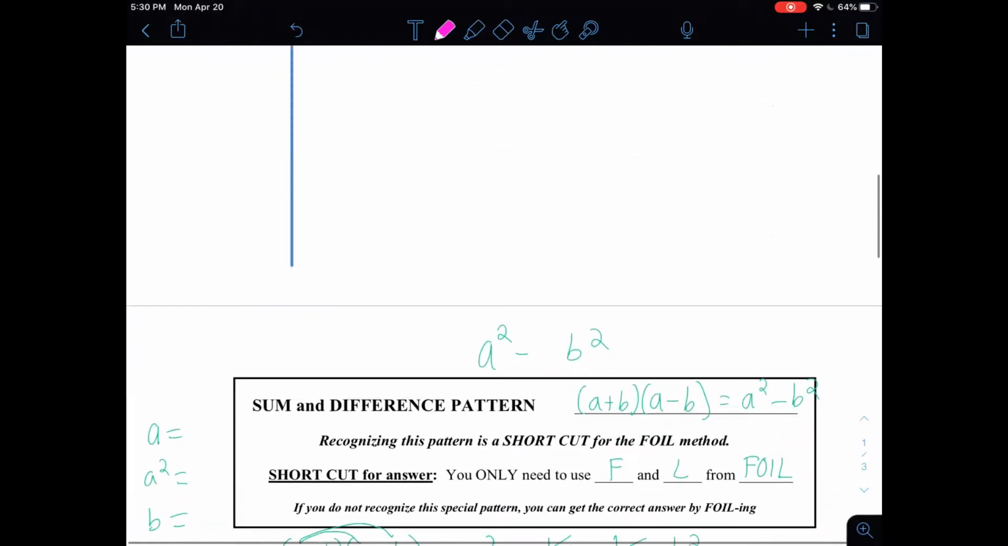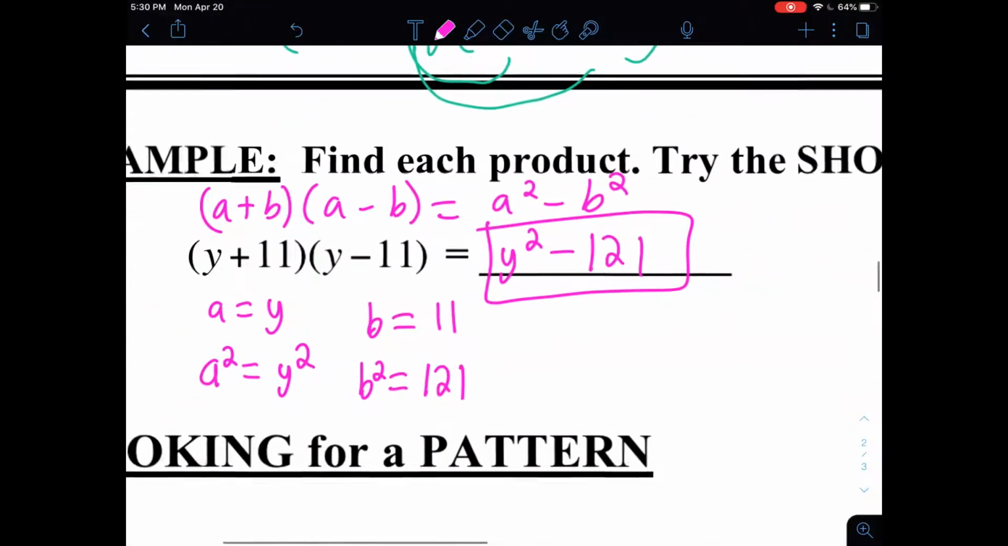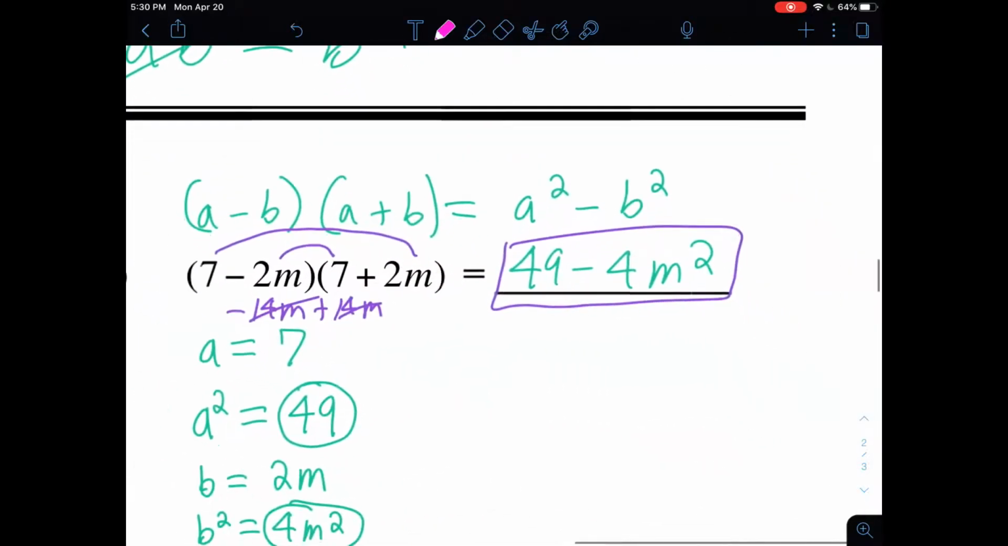So this is what happened. Instead of foiling this out, doing y times negative 11, 11 times y, 11 times negative 11, we cut out the middle. We just did y squared minus 121, which gave us our shortcut. Okay, same thing over here. We did the shortcut, which got us this.